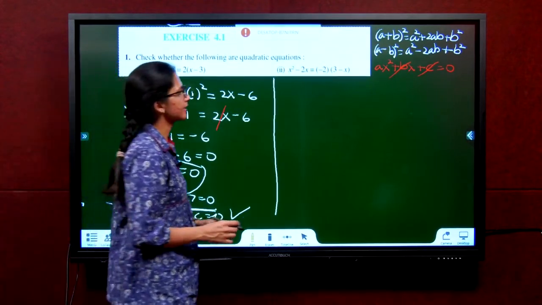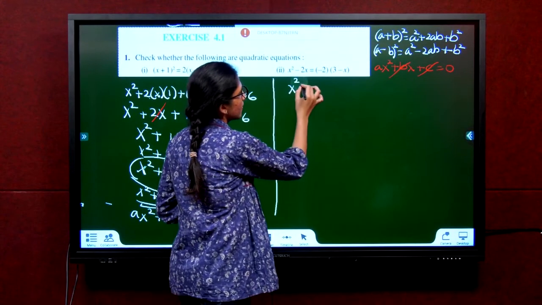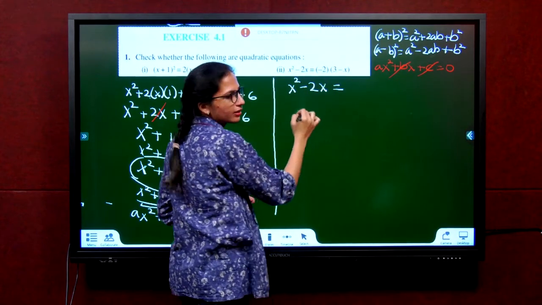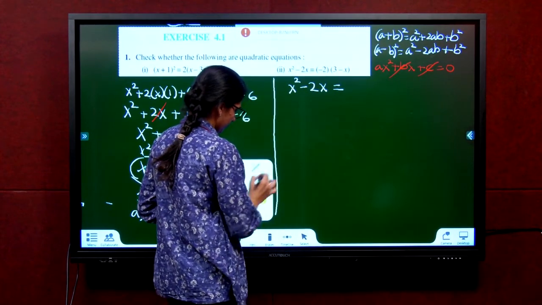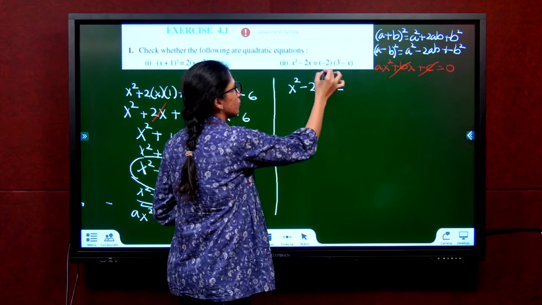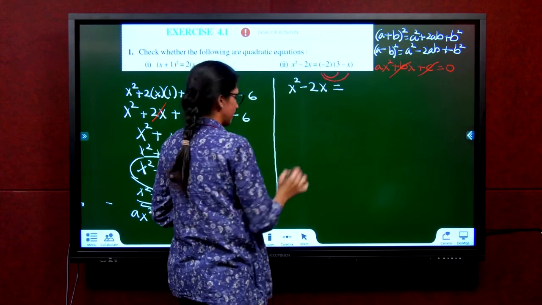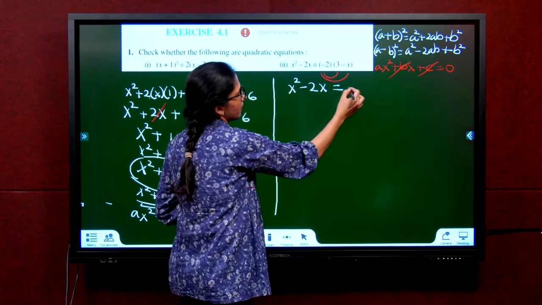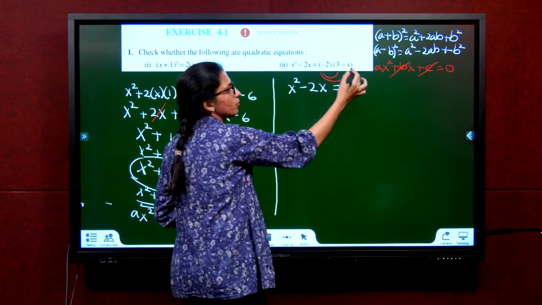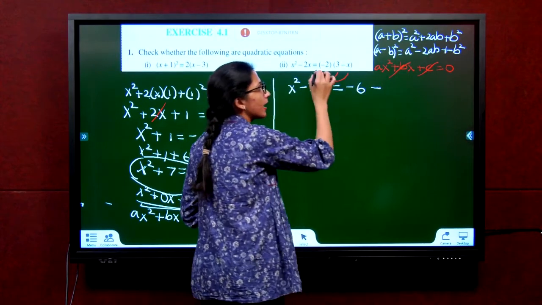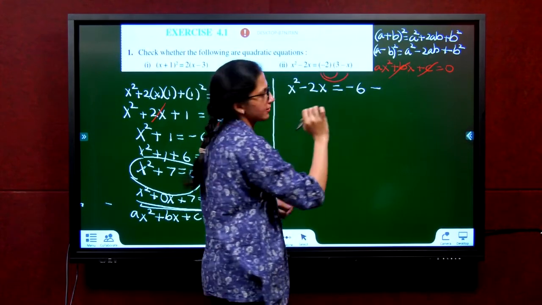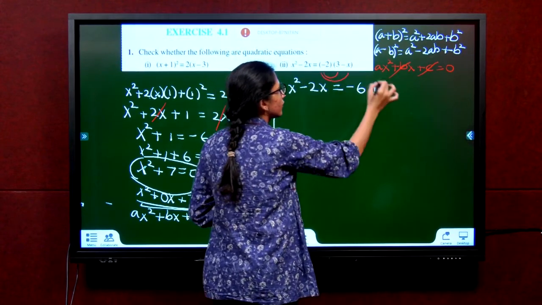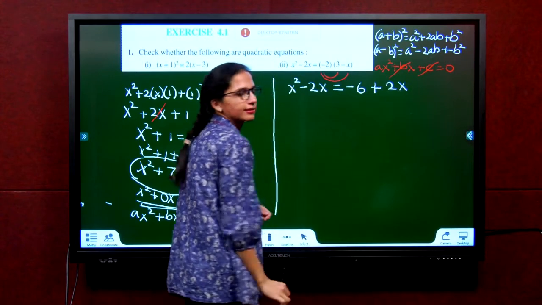Let's move on to the second sum. X square minus 2x is equal to minus 2 into 3. You all know how to multiply by now. We saw, you have to just send it inside. So, minus 2 into 3, minus 6, minus 2 into minus x, minus into minus became plus, 2 into x, 2x.